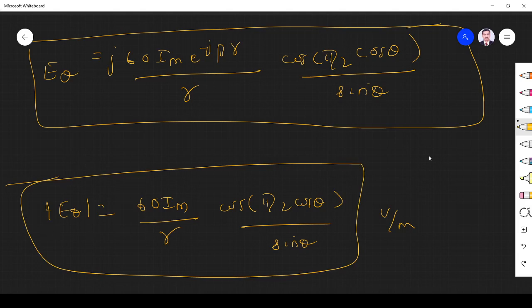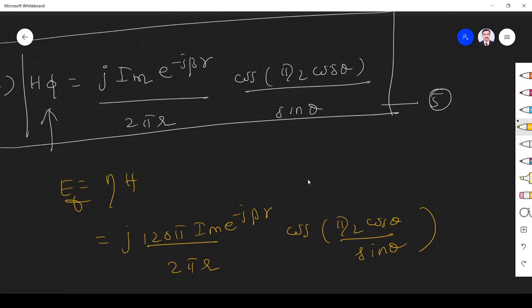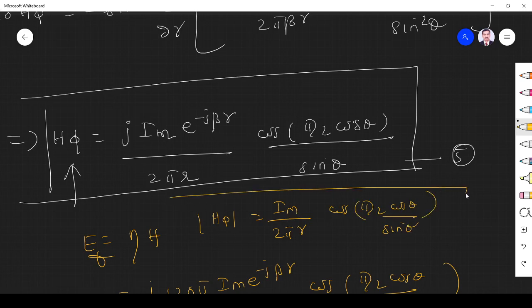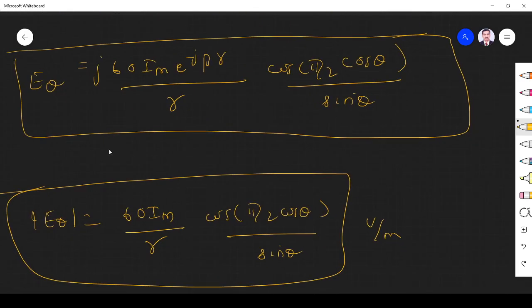We found the H value, right? E theta and H phi are perpendicular. So electric field and magnetic field are perpendicular, so E theta and H phi. So if you want to find H phi, the magnitude of H phi, magnitude of j is 1, magnitude of e^(-jβr) is 1. So Im divided by 2πr, cos(π/2 cos theta) divided by sin theta. Fine, this is the magnitude of H phi. So that is the fifth equation, this is the sixth equation, right?